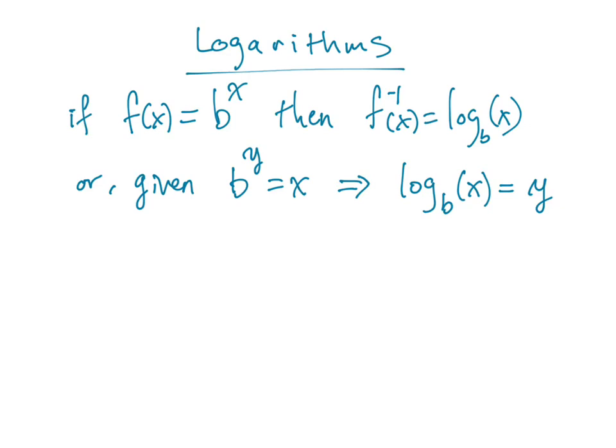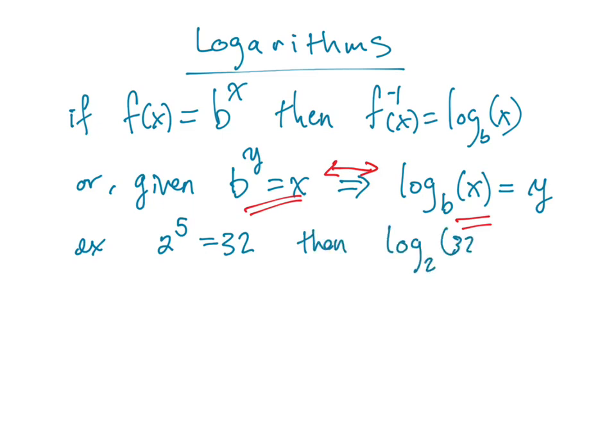So we saw that it's extremely important to be able to convert back and forth between these two expressions, the exponential expression and the logarithmic expression. An example that we saw in class was if you have 2 to the 5th equals 32, then log base 2 of 32 is equal to 5. So again, being able to write it in both exponential form or logarithmic form.